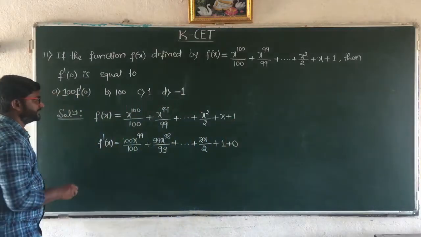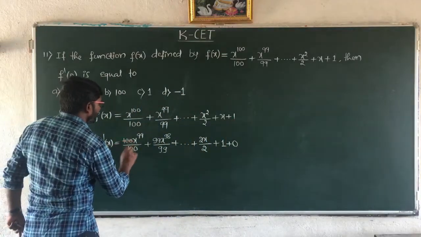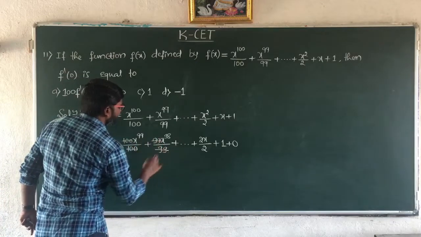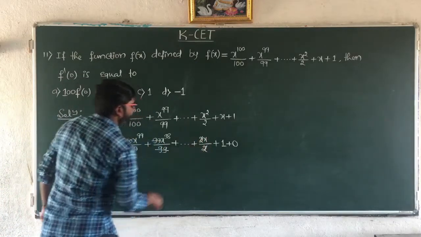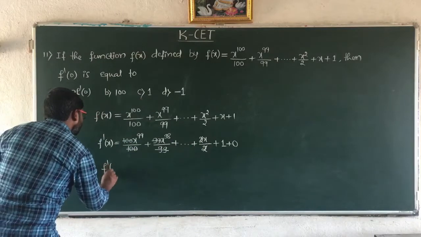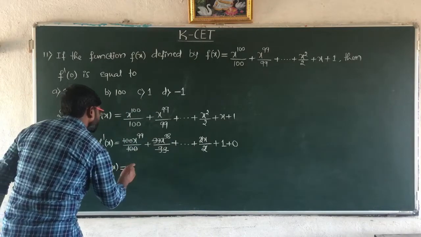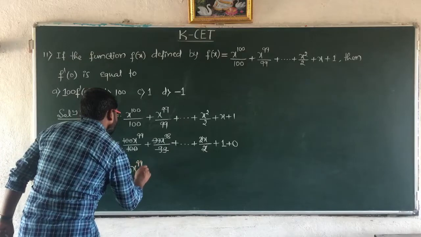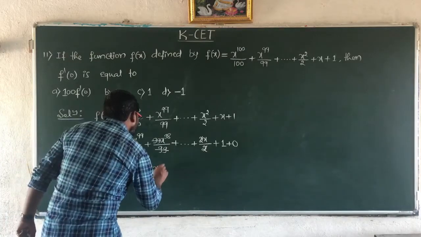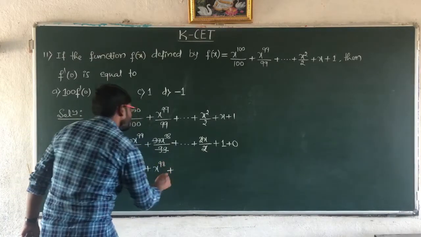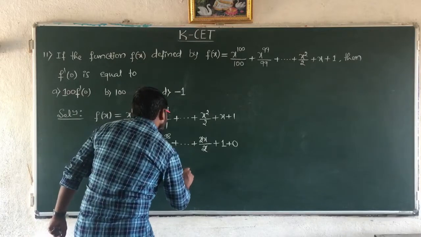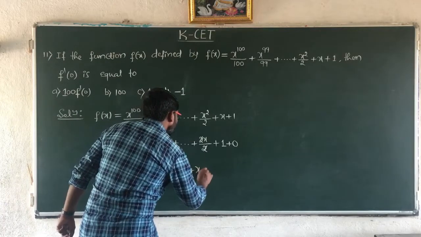So let us rearrange the terms here. So here 100 and 100 get cancelled, 99 and 99 get cancelled, 2 and 2 get cancelled. F dash of x which is equal to, so we get x to the power 99 plus x to the power 98 plus so on plus x plus 1.